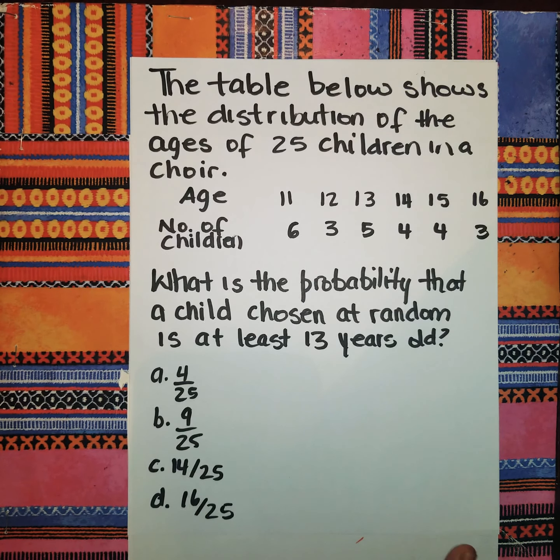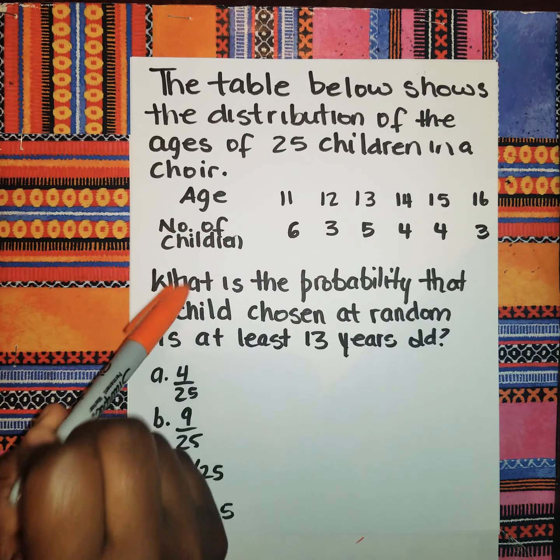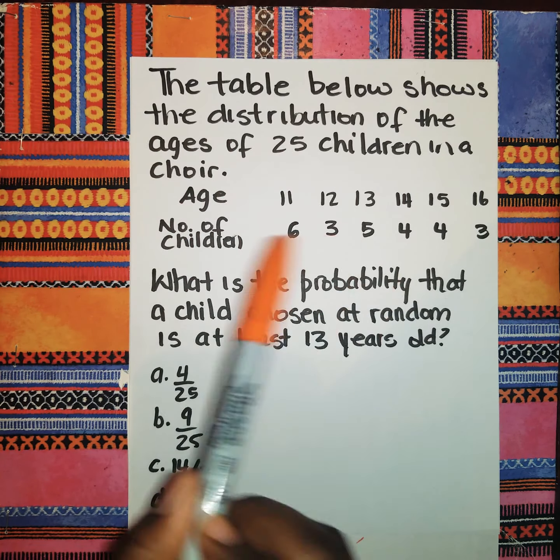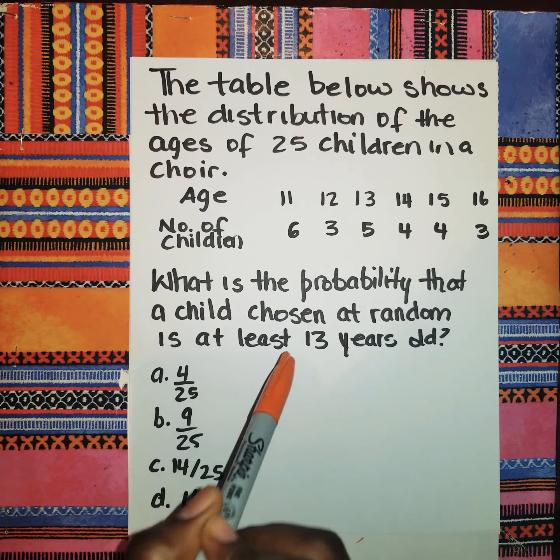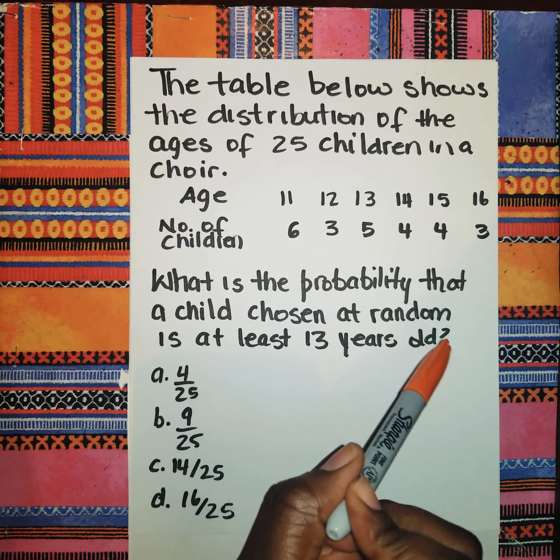The table below shows the distribution of the ages of 25 children in a choir. Some say choir, some say choir, I don't know. So the table is given, guys. So we have 11, 12, 13, 14, 15, 16. It says, what is the probability that a child chosen at random is at least 13 years old?